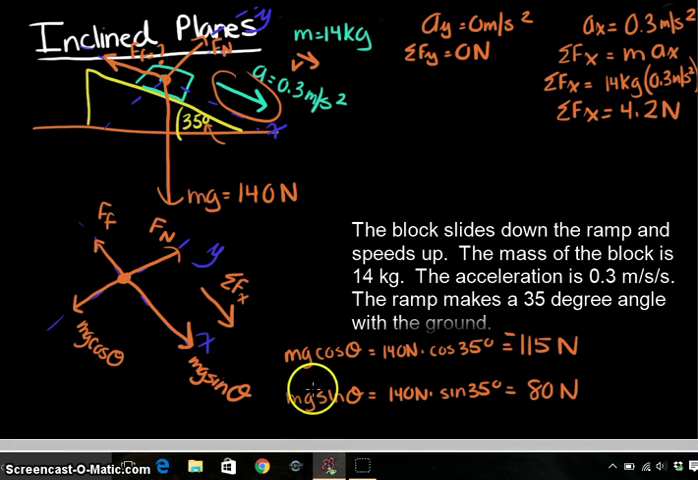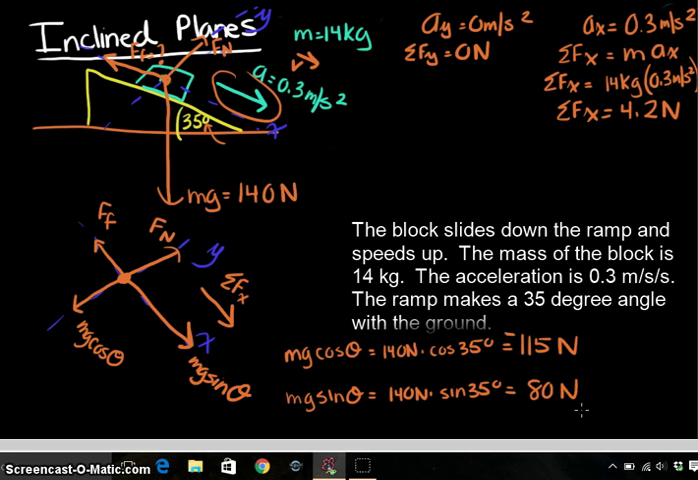And then to get that x component of mg, it's mg sine of theta, where theta is the angle of the incline, and that gives you 140 newtons times the sine of 35 degrees, which gives you 80 newtons. And then looking at the picture here, I'm going to have the right side of my axis be positive, so I'll just leave this as 80 newtons.